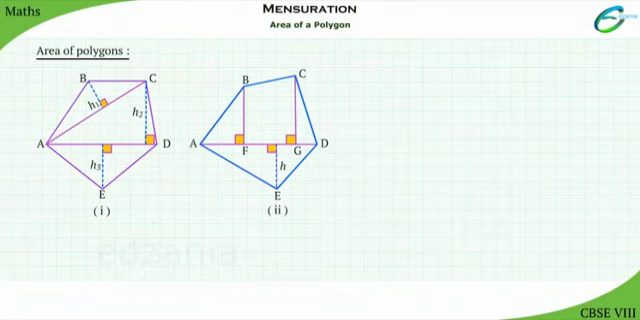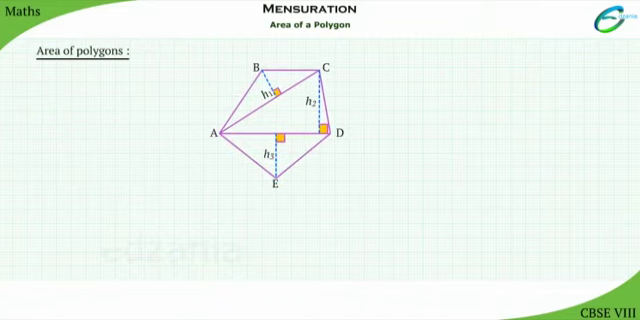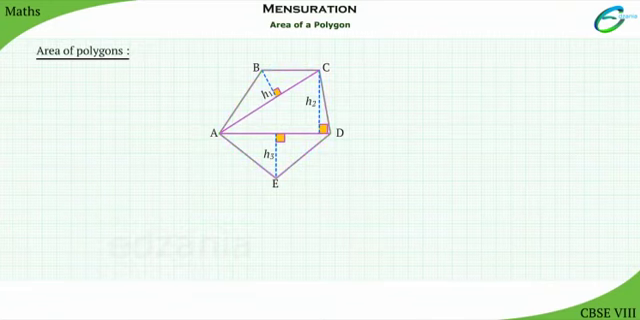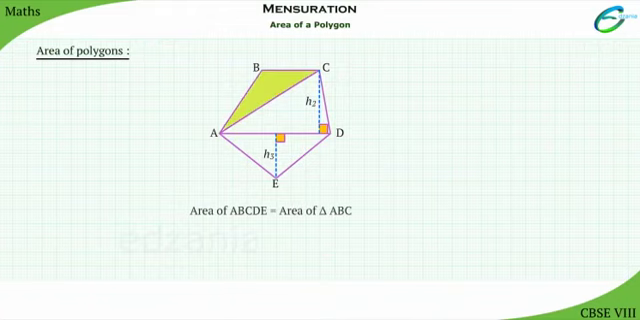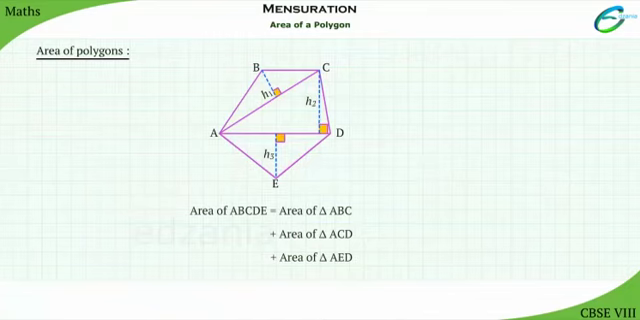Let us see how we will get the area of the pentagon if we split it as shown in the first figure. Here, by the construction of two diagonals AC and AD, the pentagon ABCDE is divided into three parts. Then, the area of the pentagon is equal to the sum of the areas of triangle ABC, triangle ACD, and triangle AED. Thus, if we are able to find the areas of these triangles, we can find the area of the pentagon.